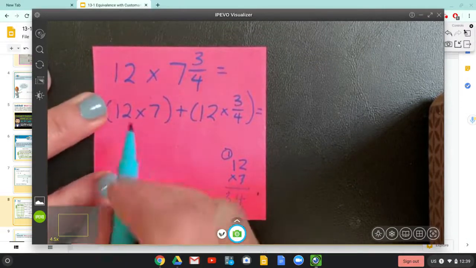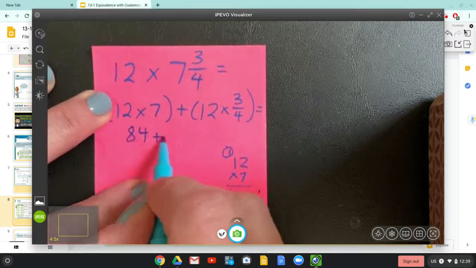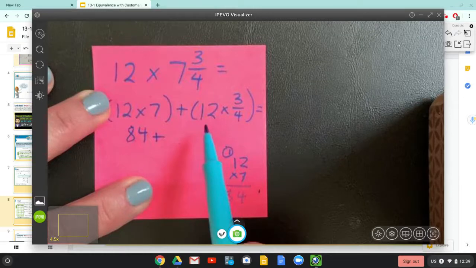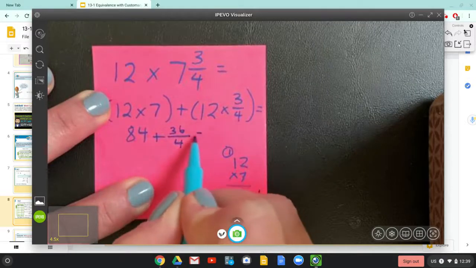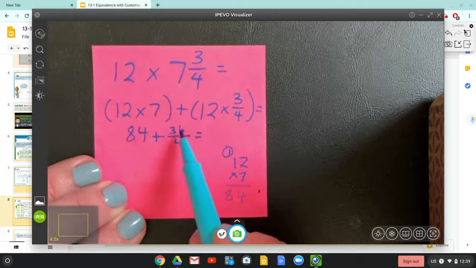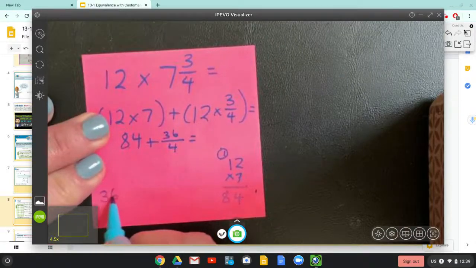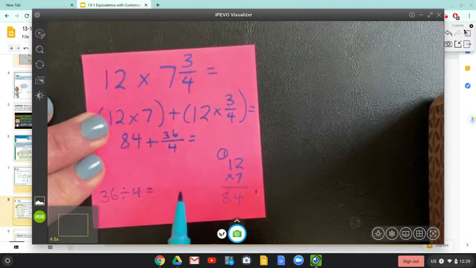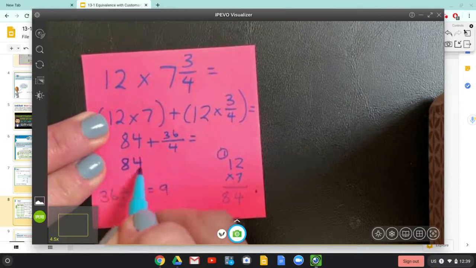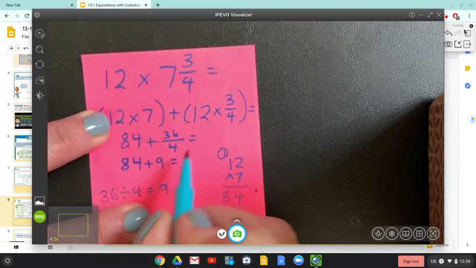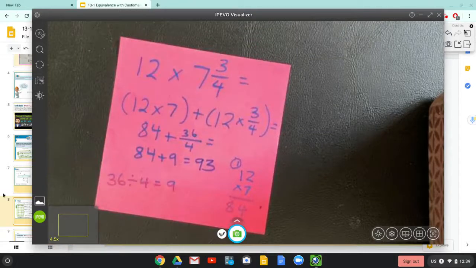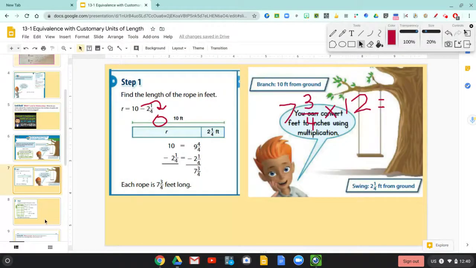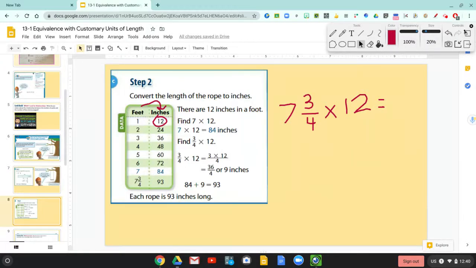Okay, so this would be 84 plus, remember when you're multiplying a whole number by a fraction, you take the whole number times the numerator. So 12 times 3 is 36 fourths. And remember, 36 fourths is really the same thing as 36 divided by 4. So I know my fact families, 36 divided by 4 is 9. Okay, so I can rewrite this as 84 plus 9. And 84 plus 9 is, everyone, 93. Okay, so let's go back over here. So that's where they got the 93 inches from. So they broke it apart into 7 times 12 and then 3/4 times 12.